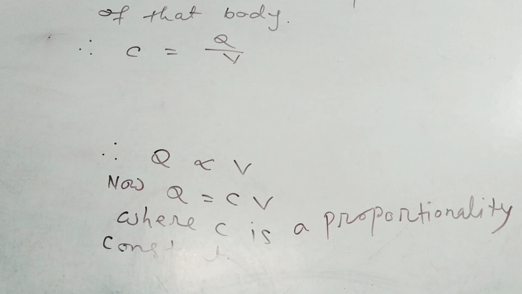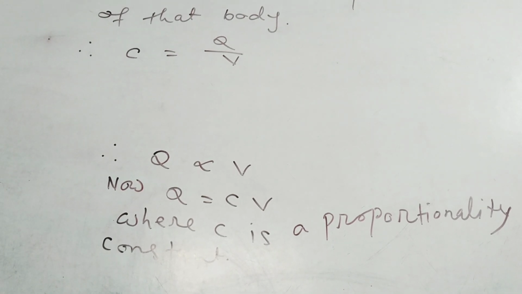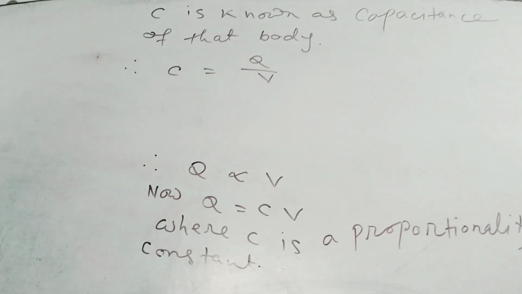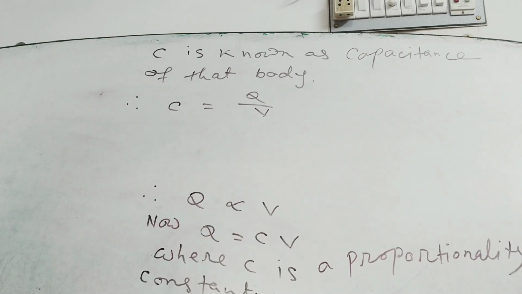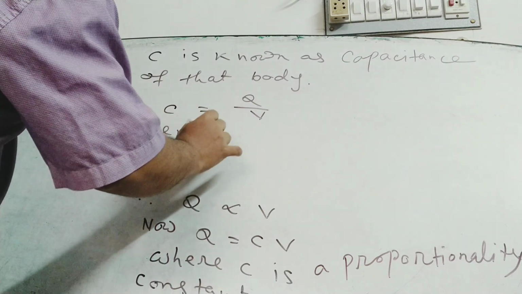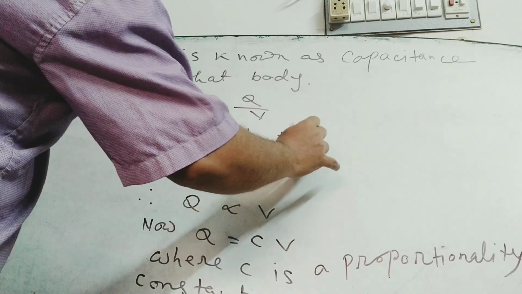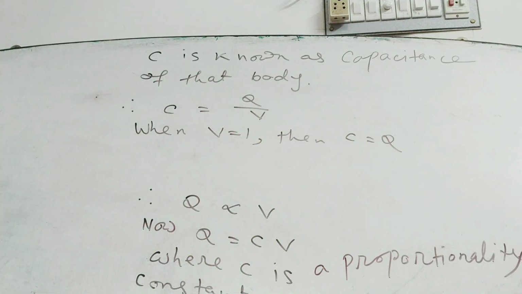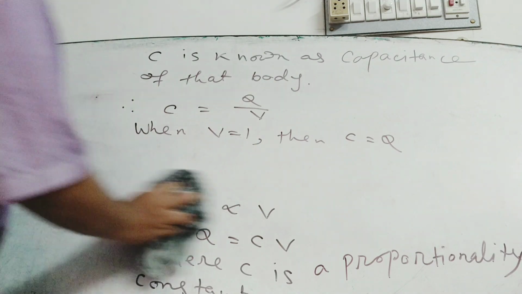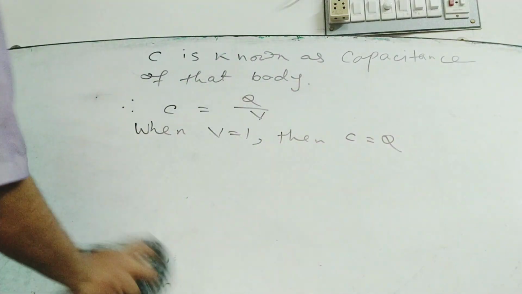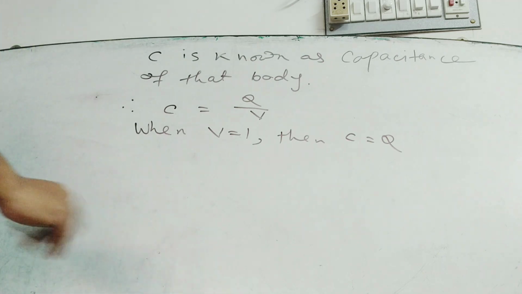When V is equal to 1, then C is equal to Q. Therefore, to increase the unit potential of the body, the amount of charge required is equal to the capacitance of that body.